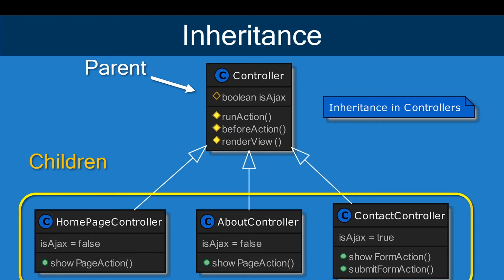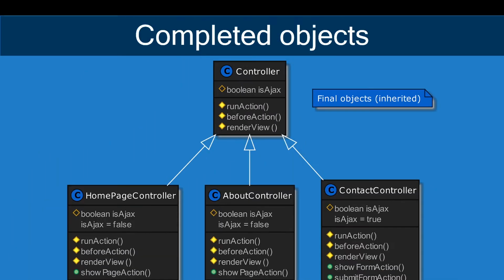where they would get all of those actions and even do some configurations, like in this case, they will put is the call an Ajax, for example, or they would have their own actions, like here, for example, in our contact controller, like show form action or submit form action. So each controller will have their own actions, but they will inherit some of the functionality from the parent.